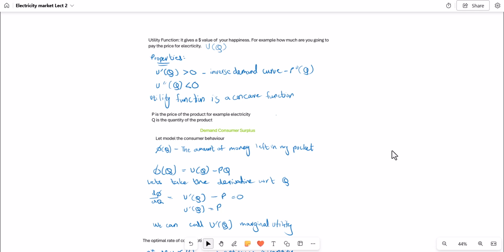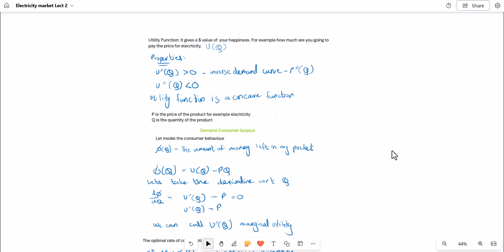So basically it gives a dollar value of your happiness, or basically it's the value for the quantity that you are buying. For example, in terms of electricity, it's how much you are going to pay for that electricity. Some of its properties are that the first derivative of the utility function must be greater than 0, and this we also call inverse demand curve, denoted as PD of Q. And secondly, the double derivative of u with respect to Q is less than 0, and basically this is a concave function.